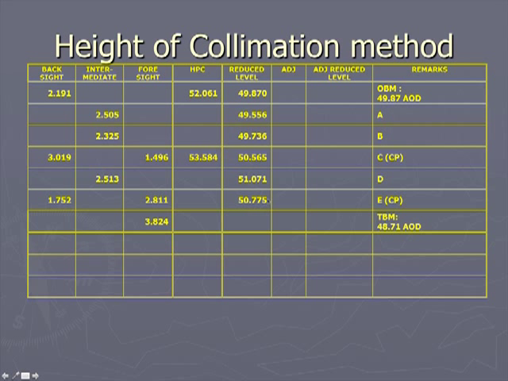Now we have the reduced level of point E. We'll move our instrument again for the last time, and therefore the next measurement will be a backsight, at the same position as point E.